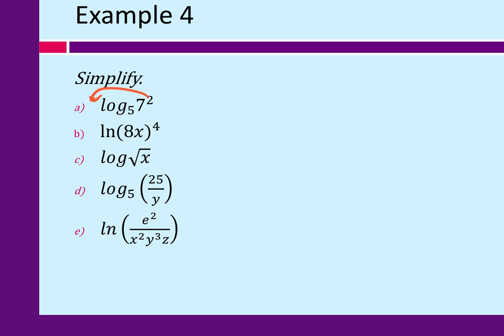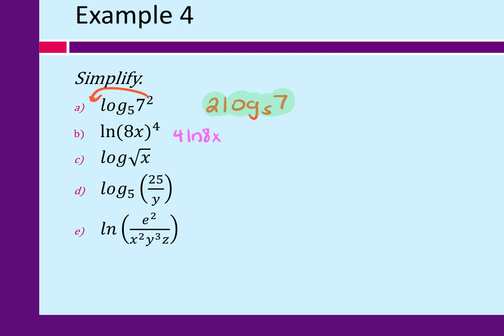Good. So bump the 2 to the front, and then I get log base 5 of 7, and you can't simplify 5 and 7, so we leave it. Okay, how about B? More than one way to do it. What's one? Bump the 4 to the front at the beginning. So one option is bump the 4 to the front at the beginning, and then I get ln of 8x.